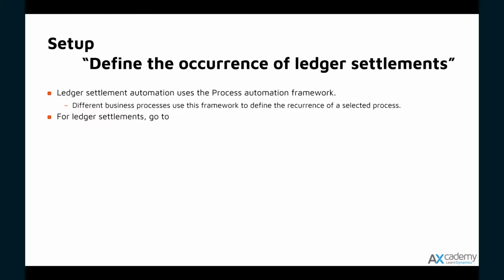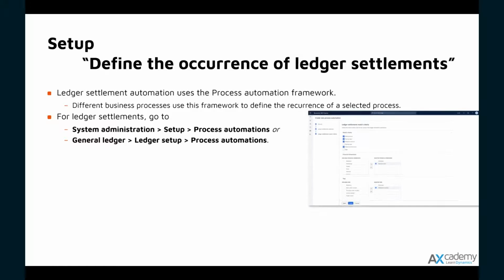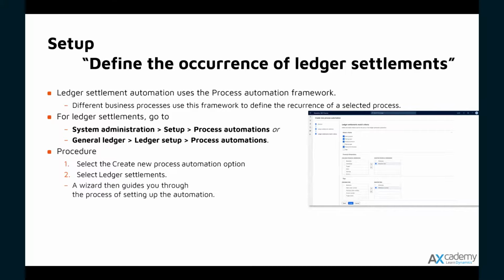So you want this to run in batch and other things too. For the settlements, you will need to go either to system administration or to general ledger to set up the process automation. And not too many screens today, right? It's not hands-on. I'm still short of time. This is just a screenshot of where to do this. The procedure is to create a new process automation option for the ledger settlement, and then a wizard will guide you through what you want to do, what you want to include, which accounts, and other things too.